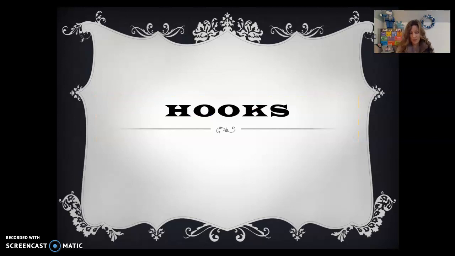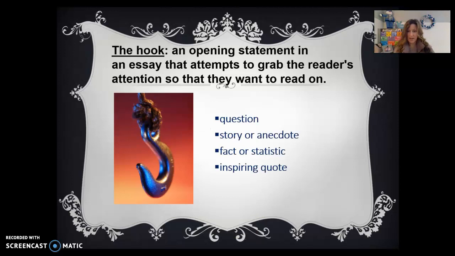Today, we're going to talk about hooks, okay? So what is a hook? A hook is an opening statement in your essay that attempts to grab the reader's attention, and it makes them want to read your essay. So it actually has to be interesting.